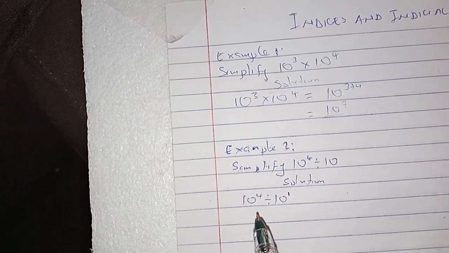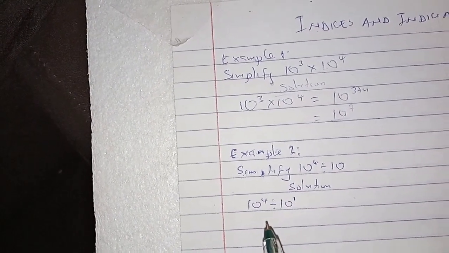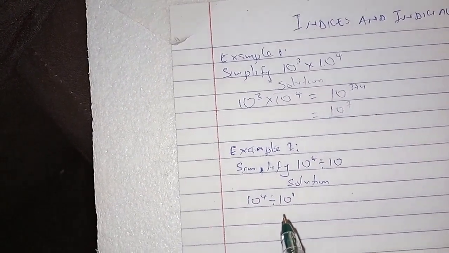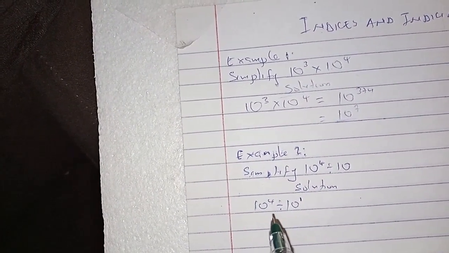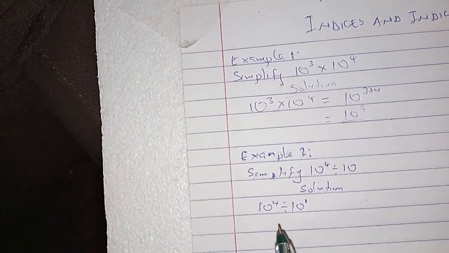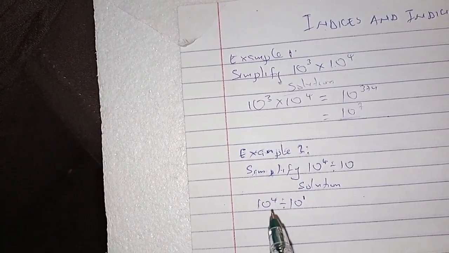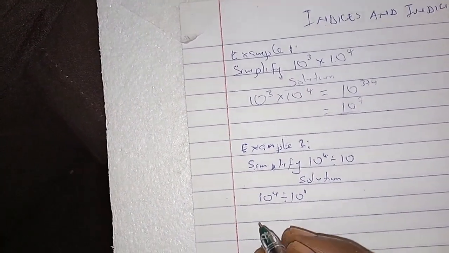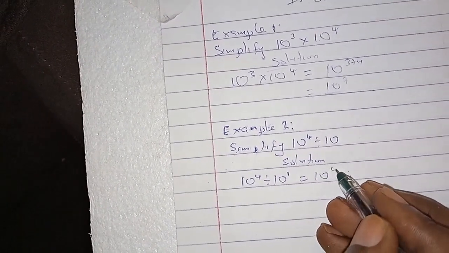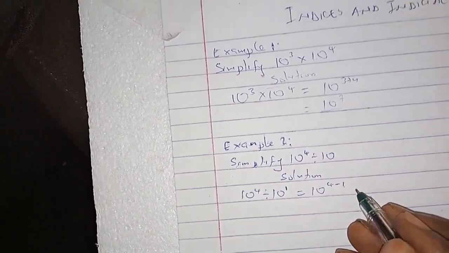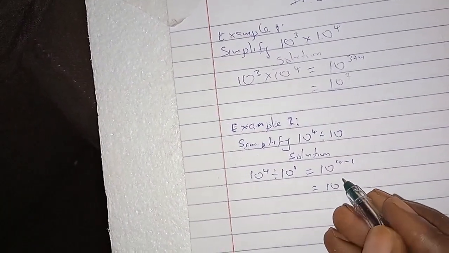The first rule is, since they have the same base, that means we can apply indices. Then since in between the two bases is a division sign, we are going to subtract the power as follows. So which is equal to 10 raised to the power of 4 minus 1, which is equal to 10 raised to the power of 3.